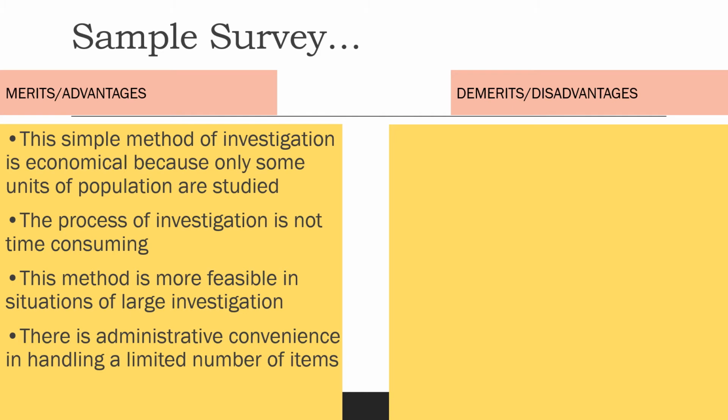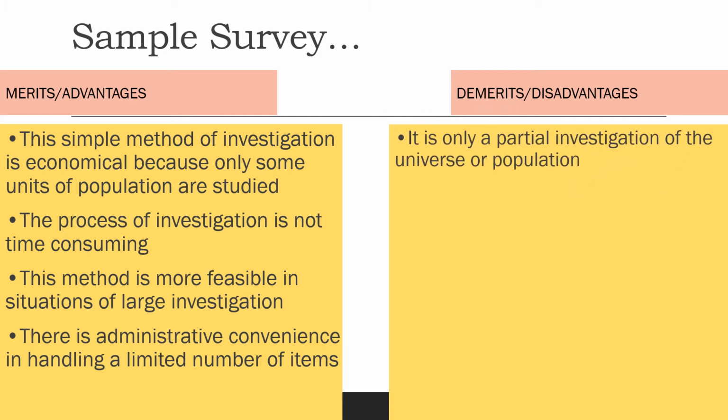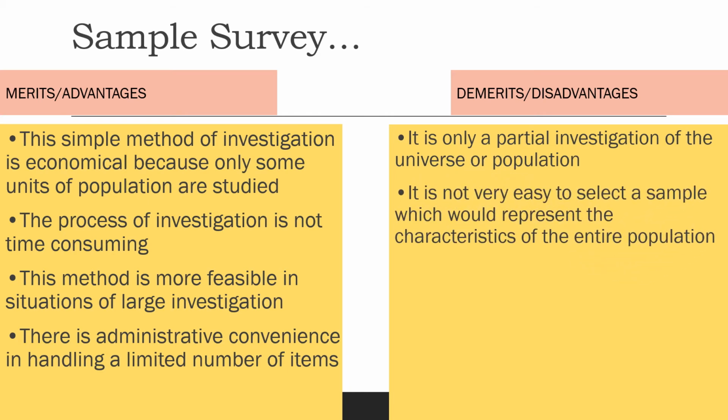Let's study the disadvantages. The first one, it is only a partial investigation of the universe or population. The word universe is used synonymously with the word population. The second demerit, it is not very easy to collect and select a sample which would essentially represent the characteristics of the entire population. So we have to be very careful when drawing a sample.